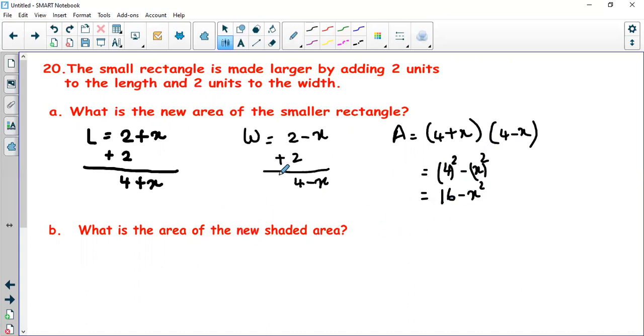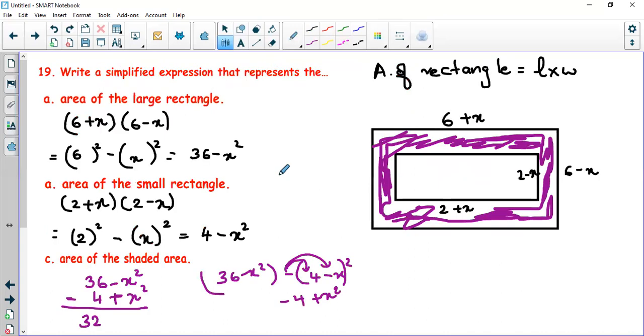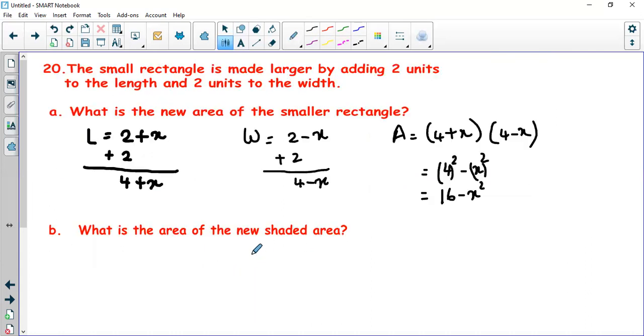What is the area of the new shaded area? What was the area of the bigger rectangle we got? We got 36 minus x square. And of course, if they make the smaller rectangle bigger, the shaded area will become smaller. So you're going to subtract the new area of the smaller rectangle from 36 minus x squared. So 36 minus x squared, minus 16 minus x squared. The rule remains the same here. You have to multiply with the negative sign. When you multiply negative with negative, that becomes positive. So the x squared terms cancel because that will give you 0, and you'll be left with the answer 20.